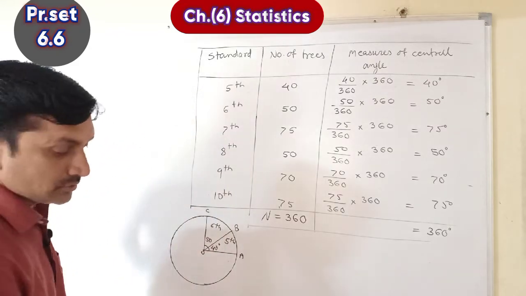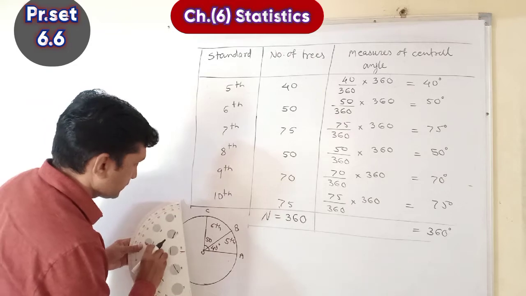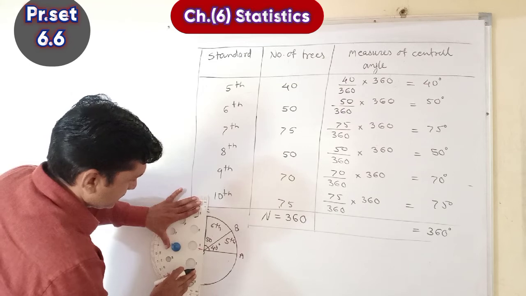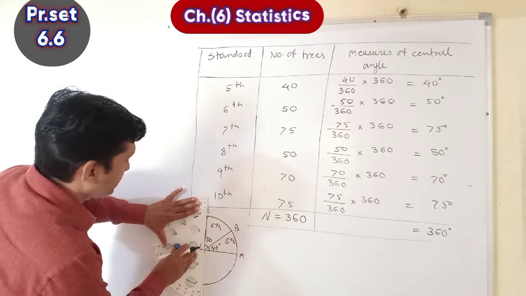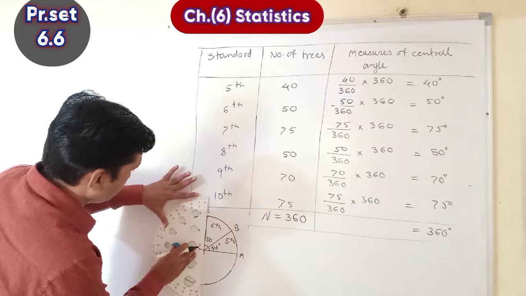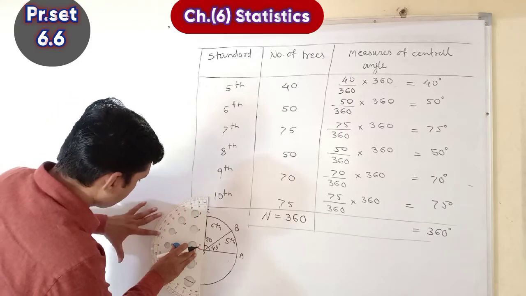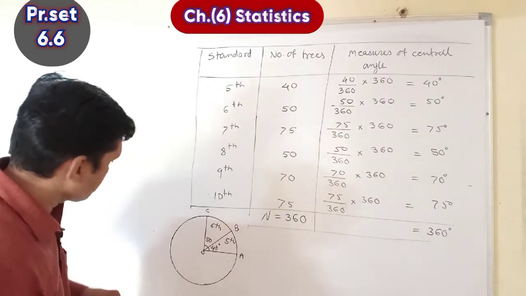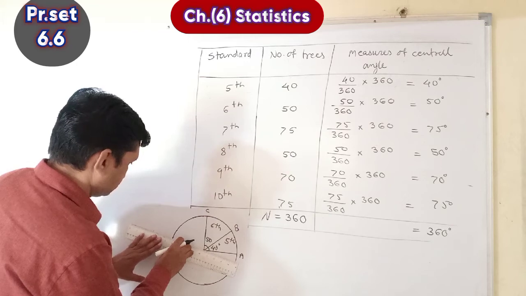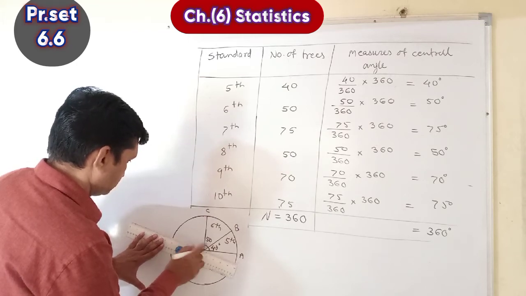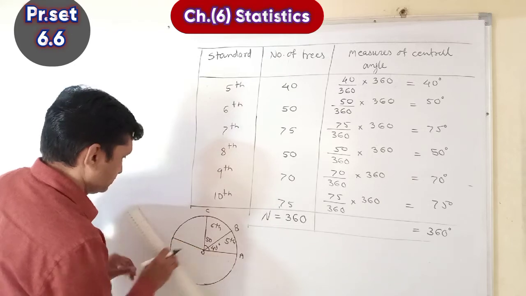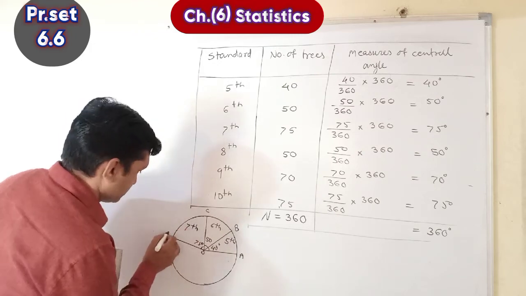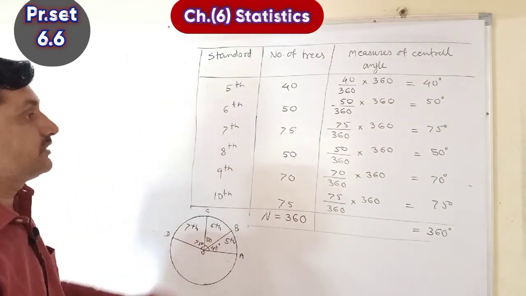Okay, third angle is 75. Now 75, keep protractor like this, vertically straight, and draw 75 degree angle, down 0 scale, 75 is here. This is 75 degree, 7th standard. D, OD, 75 is over.